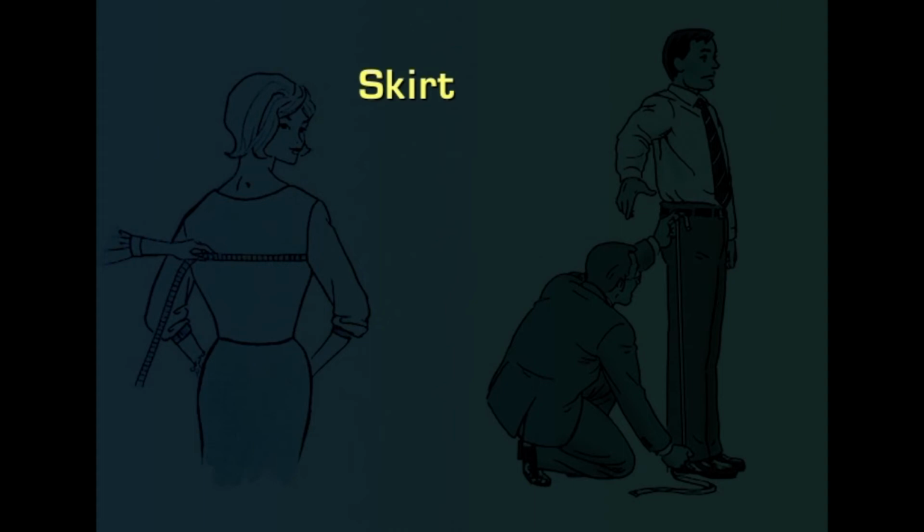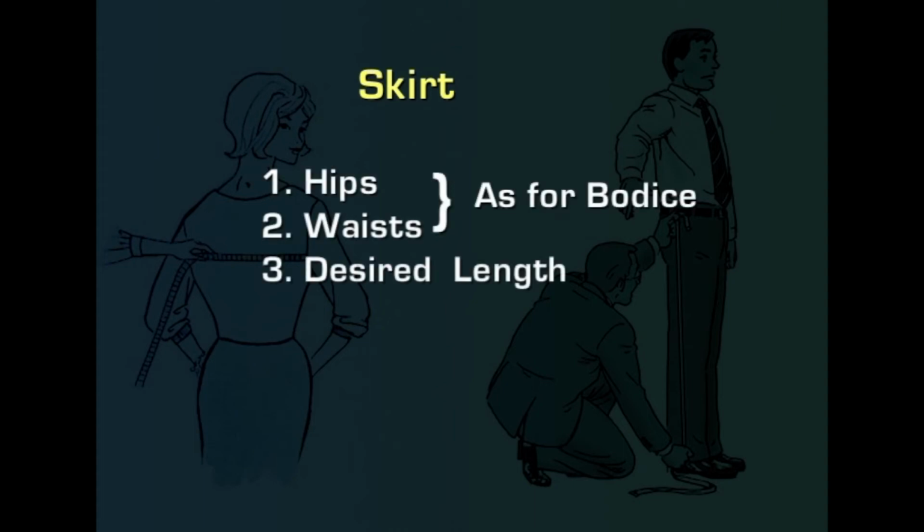Then for the skirt block, one requires hip round, waist round and desired length. So, if you have all these three sets of measurement, one can successfully make a basic block. Success in garment construction depends on accurate measurements.